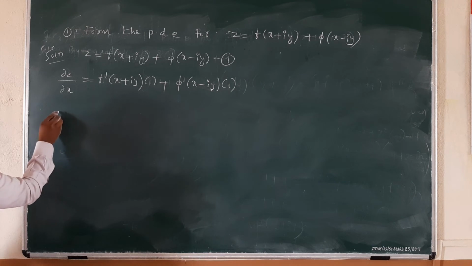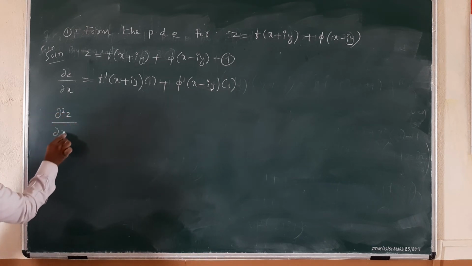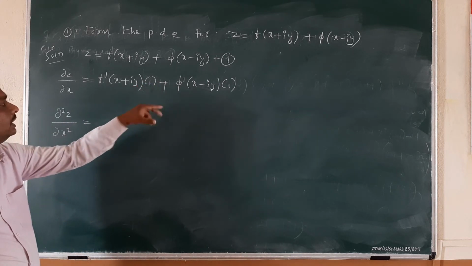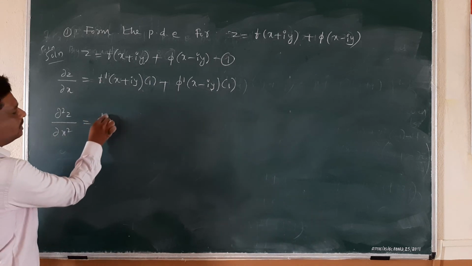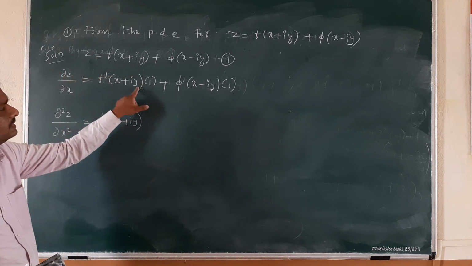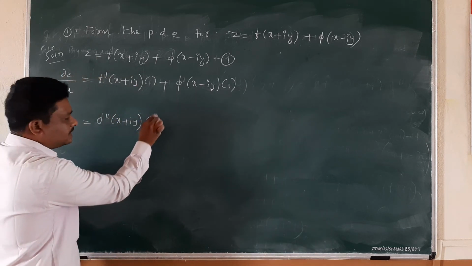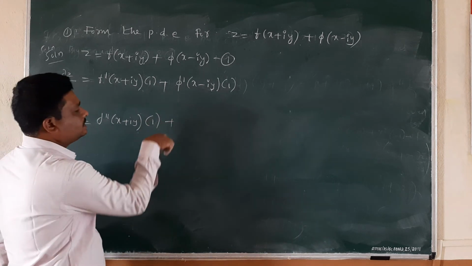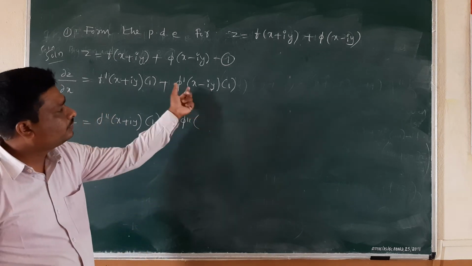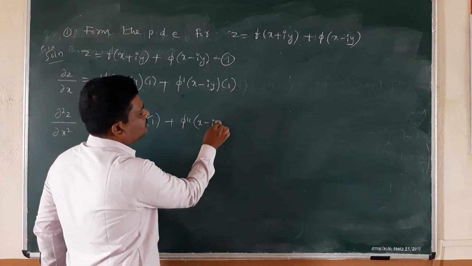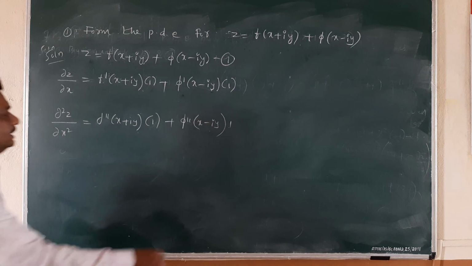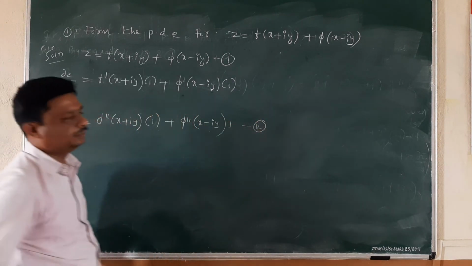So I will go for one more derivative, dou square z upon dou x square. So now 1 is nothing but 1. Derivative of f dash is f double dash of x plus iy. F dash is removed, remaining is x plus iy. Derivative of x plus iy is 1 plus derivative of phi dash is phi double dash of x minus iy. Derivative of x minus iy is again 1. So I will take this one as equation number 2.